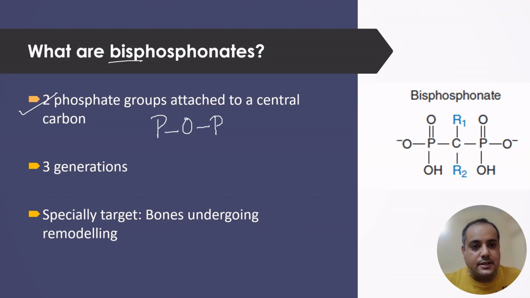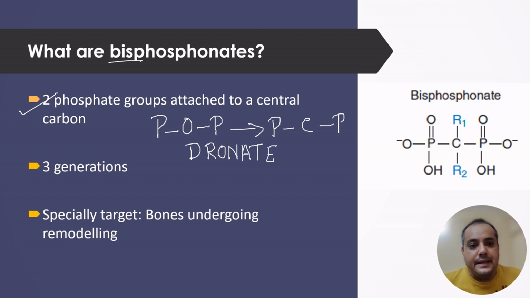The POP structure, in case of bisphosphonate, will be something like PCP. And all the bisphosphonates will have the suffix dronate, so the drugs will be known by a name with the suffix dronate.